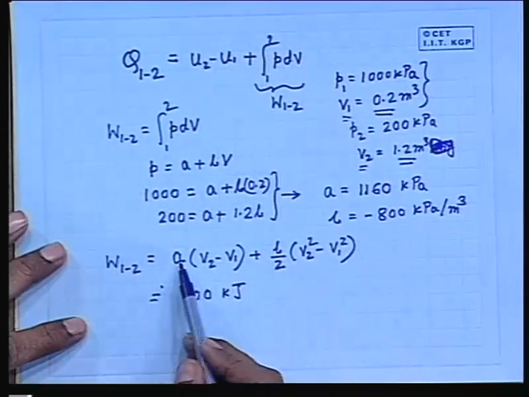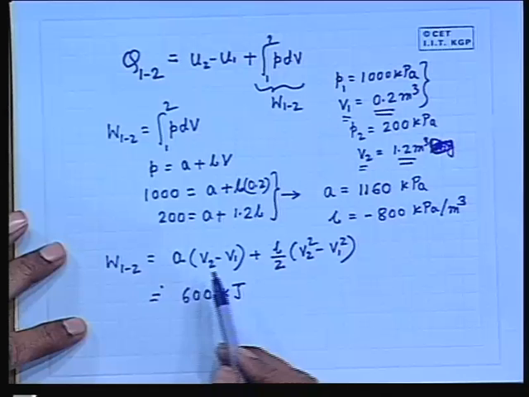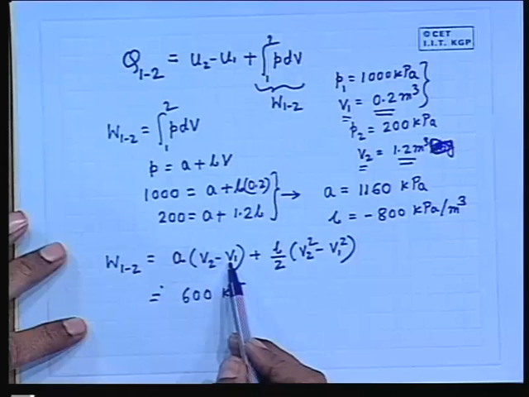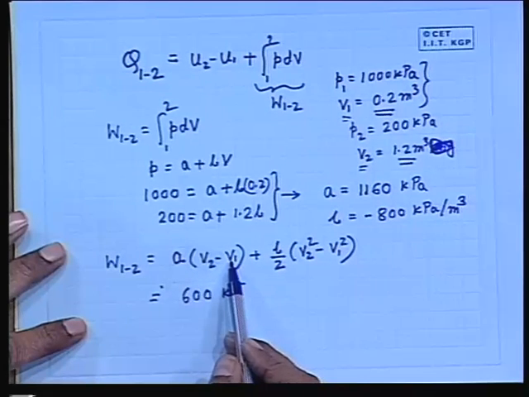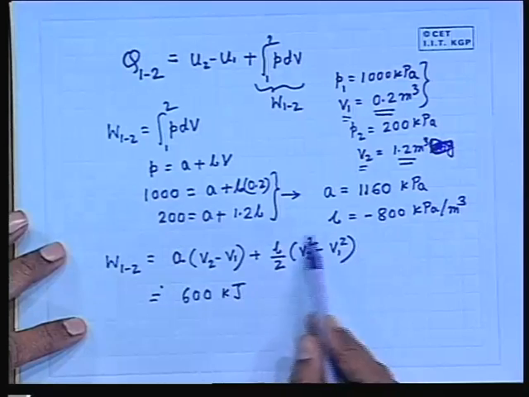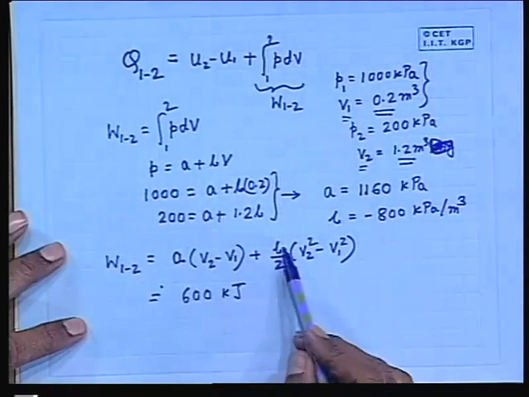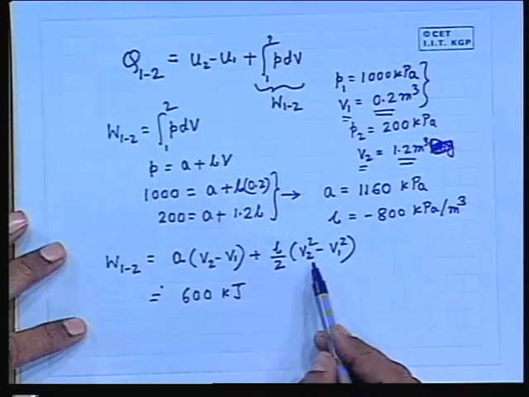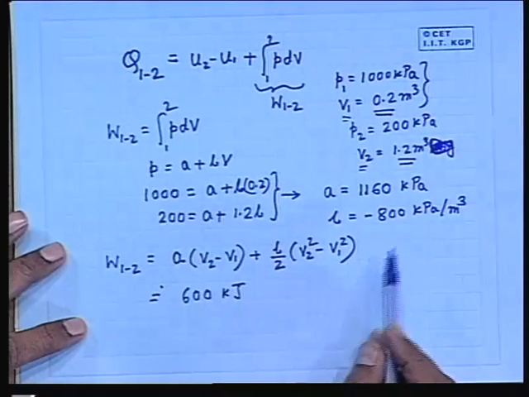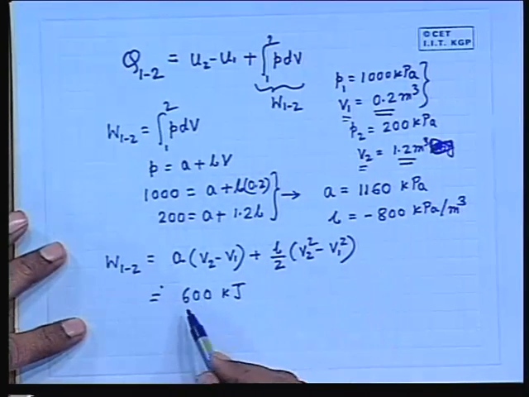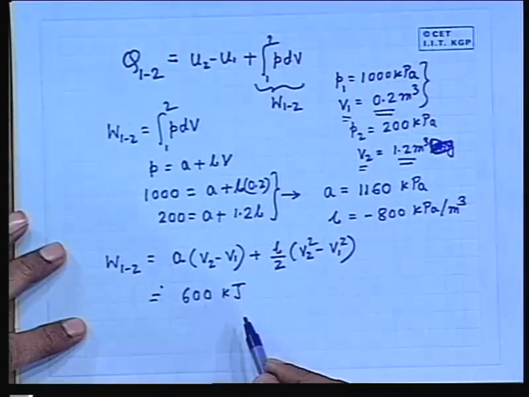If you substitute the value A in kilopascals and V2 minus V1 in meter cube, kilopascals times meter cube will be kilojoule. Here also, if you substitute kilopascals per meter cube, and this is V2 square, therefore you get the value 600 kilojoule. All right.